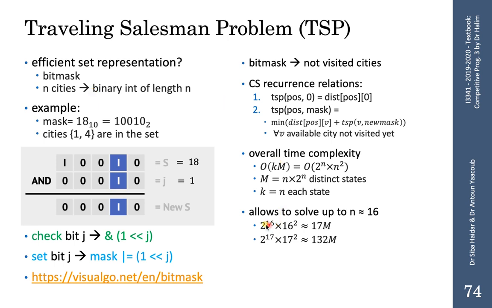So as we have seen, this allows us to solve up to n approximately 16, because it will be of the order of 17 million operations. Of course, this is the worst case. We can hope for better, but this is the approximation. So this is a small improvement, but this kind of solution is the best solution. We will see it now in detail.